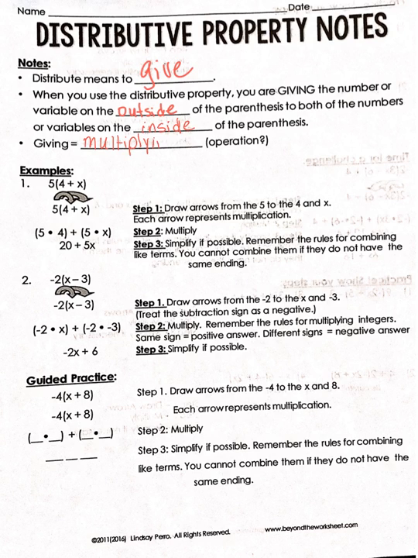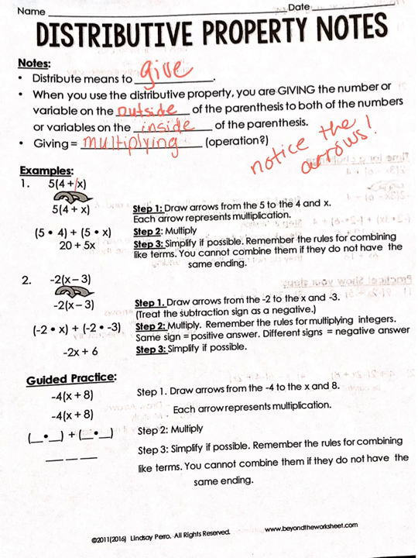Now you can stop this anytime you want, so I'm not going to go real slow because you can just stop it, fill your notes in, back up, or whatever. So the example is, notice the arrows. The arrows are very important. It's telling you that the 5 is going to be multiplied by the 4 and the plus 1. So step 1, draw arrows from 5 to the 4 and the x.